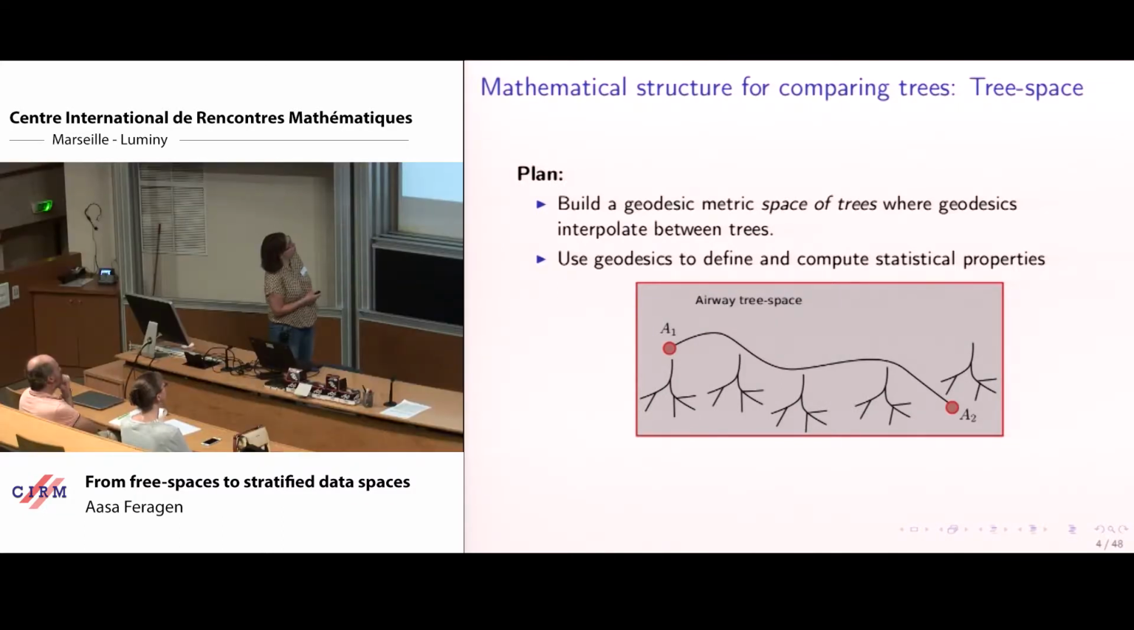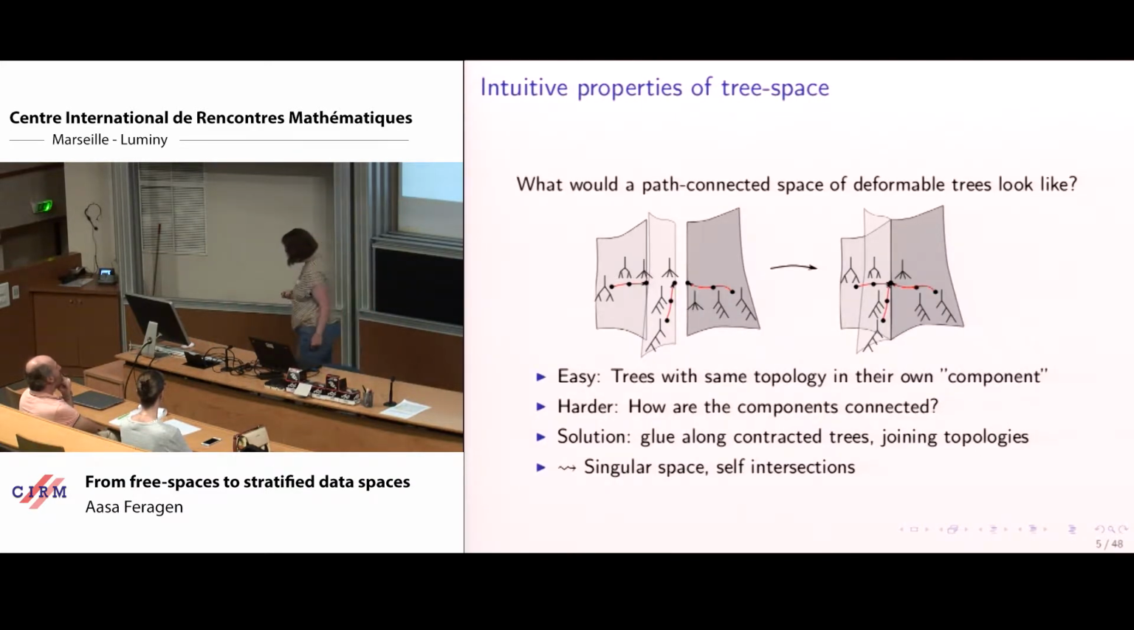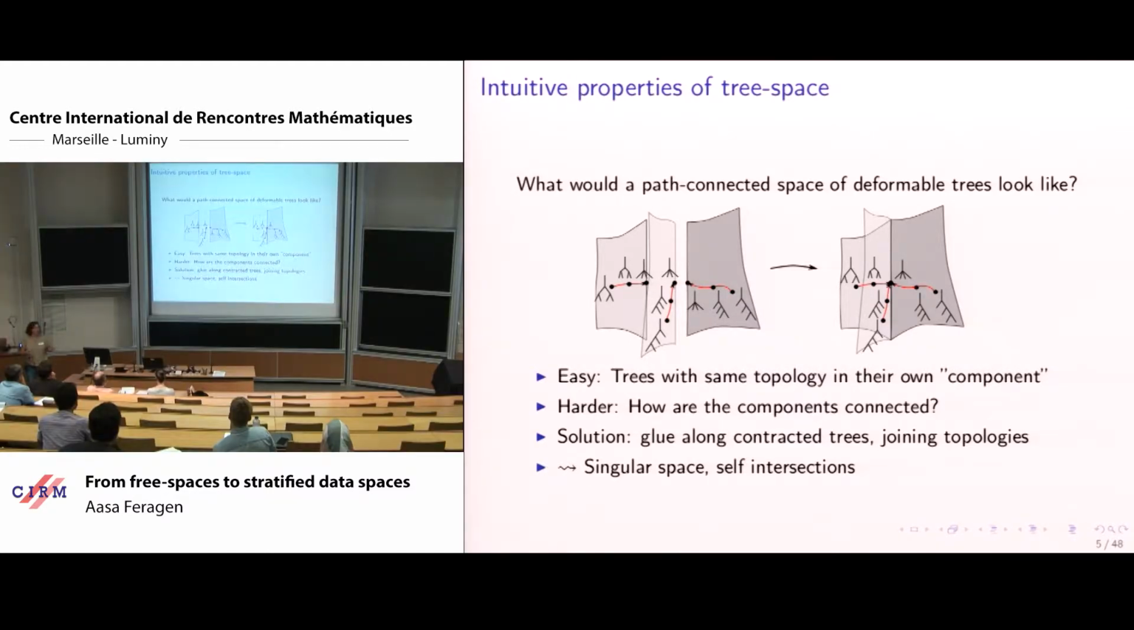And then, once we had geodesics, and if we're lucky, some geometry, we can use this to define and compute statistical properties. Now, before we try to define something like this, let's just think about what the consequences would be of having such a space where you can interpolate in this way.